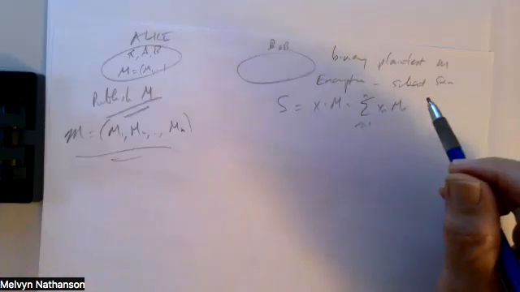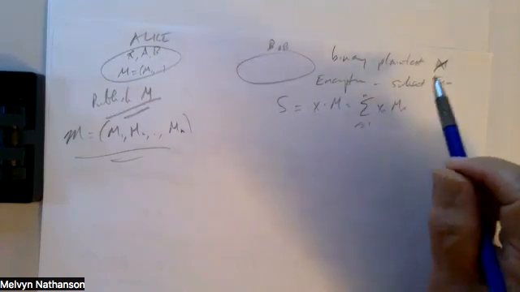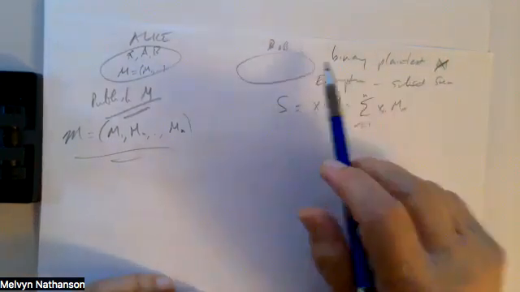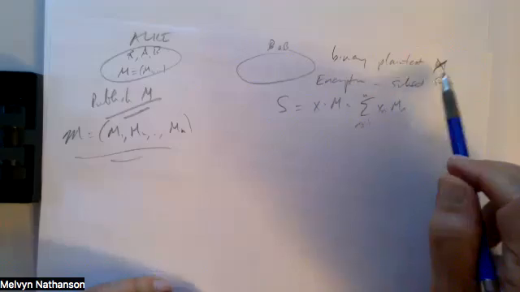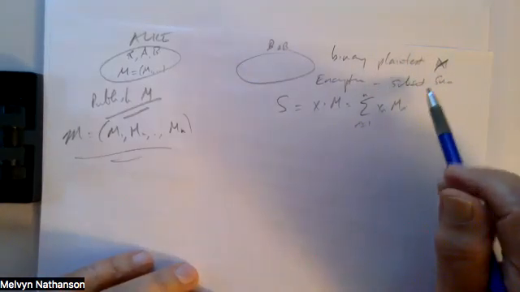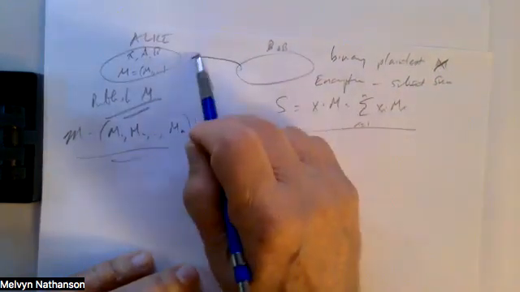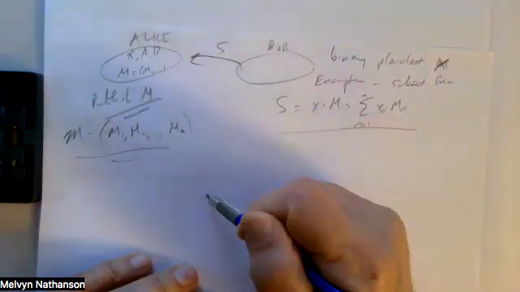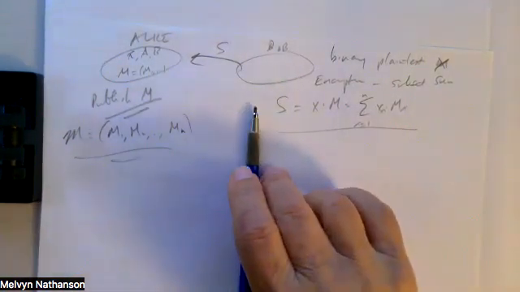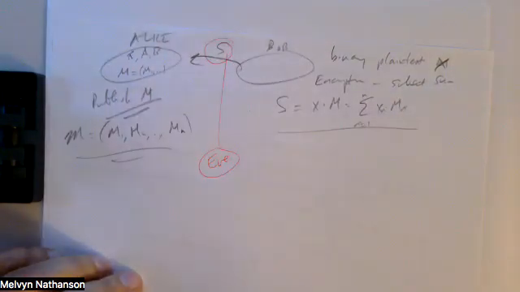Binary plain text X. So Bob has his secret message X in binary. He wants to send it to Alice. From X, he computes the subset sum, and he transmits S. And Eve, who is lurking in the shadows, grabs S or copies S.